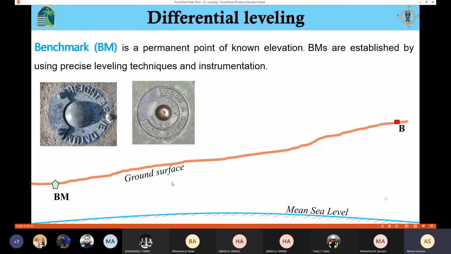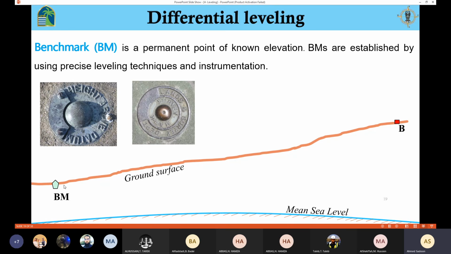So why do we need a benchmark? Remember, we said that the mean sea level, the MSL, is our reference, and we do the leveling in order to know the elevation of a point. Let's assume that I need to know the elevation of the point B, the reduced level for the point B. The sea is going to be far away from me, so it's difficult for me to take the reading with reference to the mean sea level. That is why the benchmark is located here. The benchmark is going to be close to me, not like the MSL. That is why we distributed a lot of points for the benchmark.